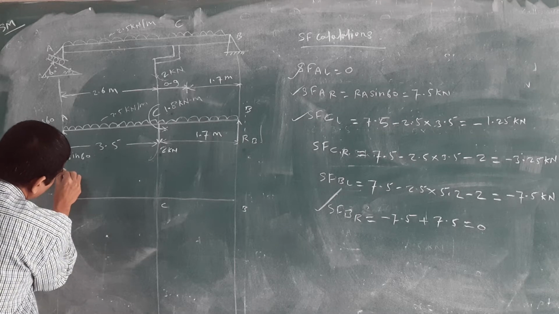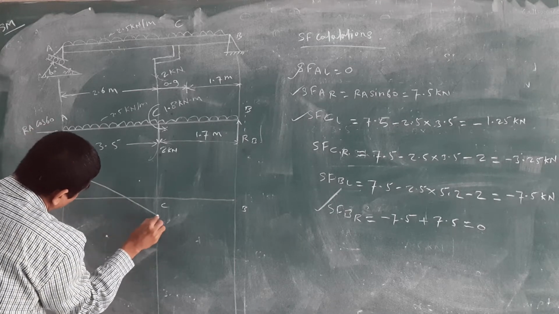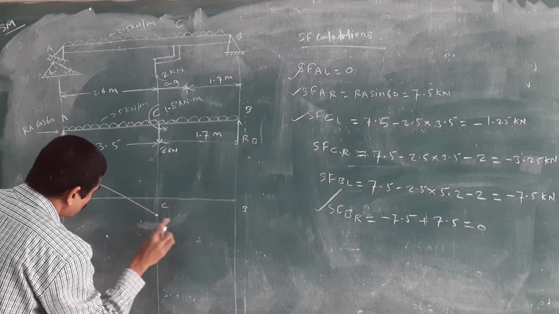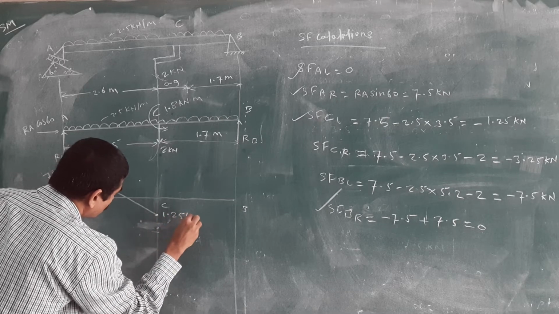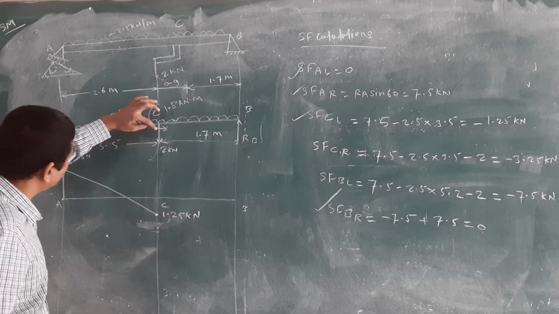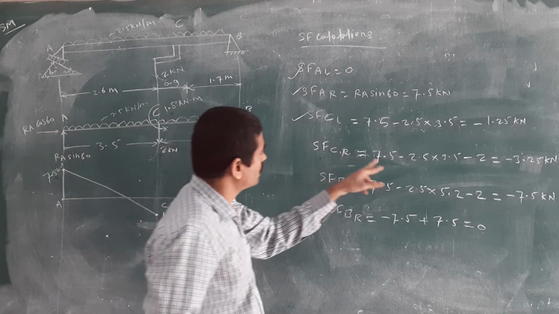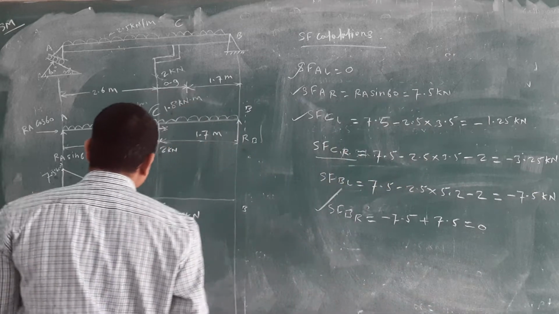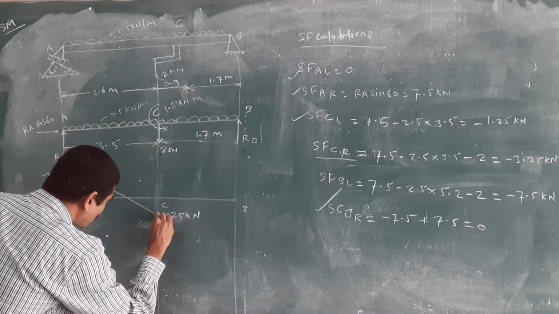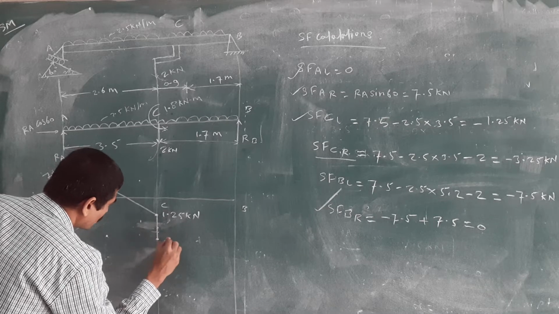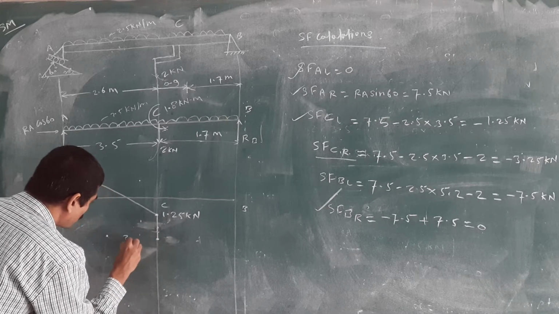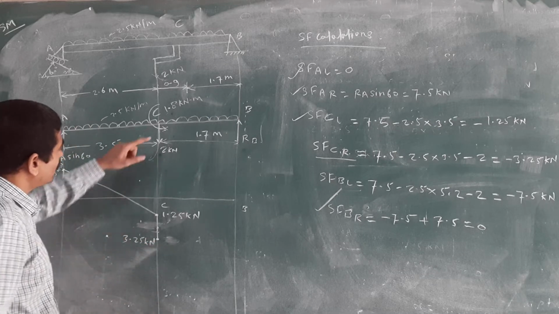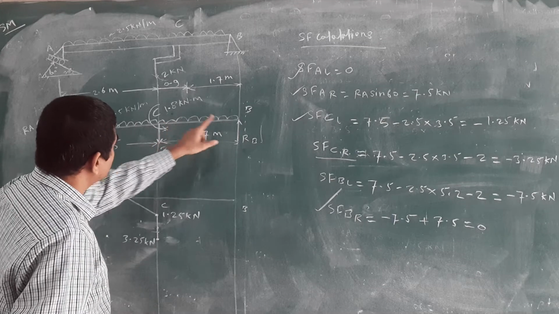Means this one, I will draw here. Suppose here is 1.25 kilonewton. At the same point here there is a 2 kilonewton load. Except at C right side, we have the value minus 3.25. Means we are coming on the same line again downward. What is the value? 3.25 kilonewton. Okay.